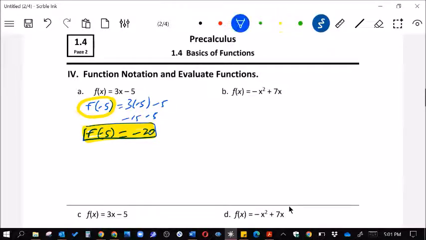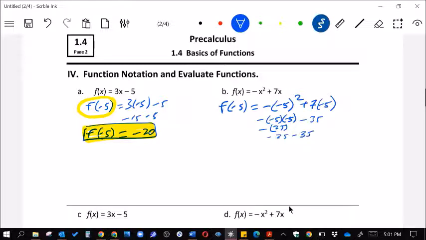Okay. Now let's look at this other one over here. And I'm going to do minus 5 as well. And here I have an issue only with negatives, recognizing that that's negative 5, negative 5. So these two are a positive 25, and there's still a negative out there, right? And then that's minus 35. So then here we get negative 25 take away 35 is equal to negative 60. So f of negative 5 is equal to negative 60 for that one.